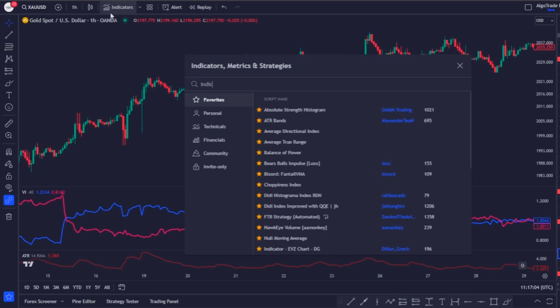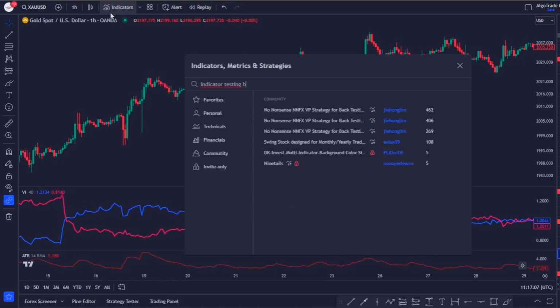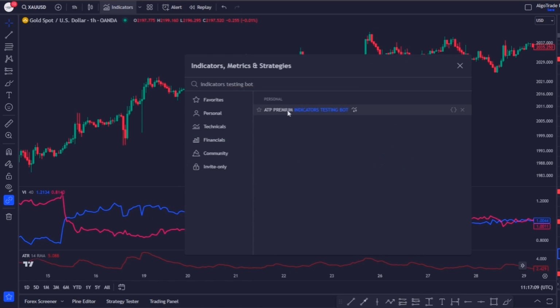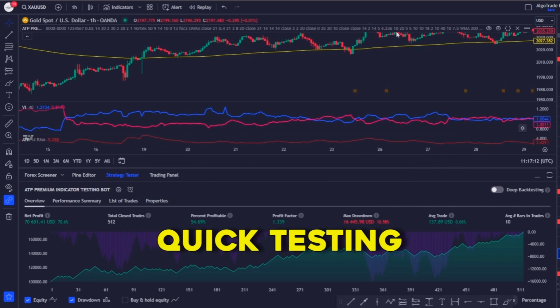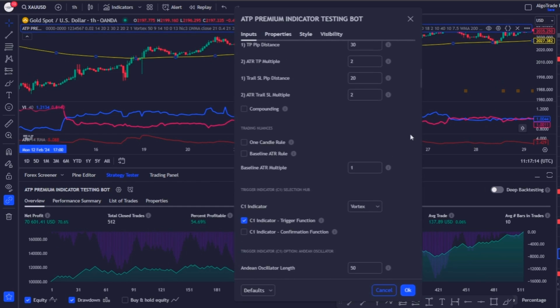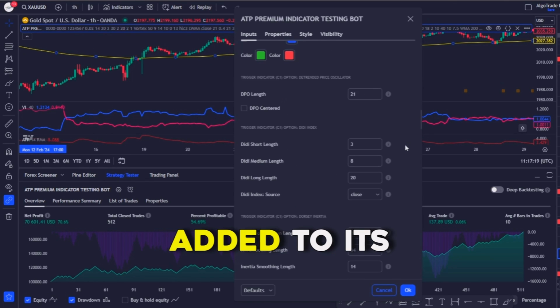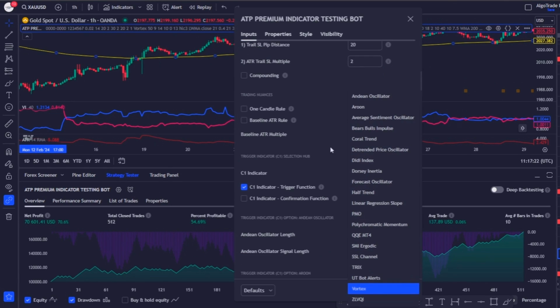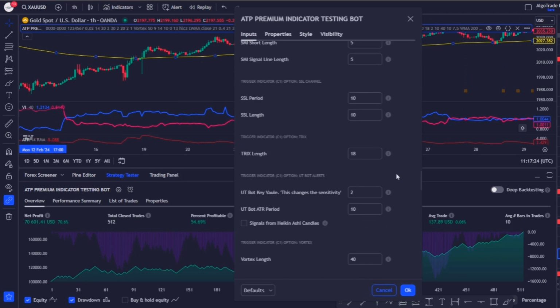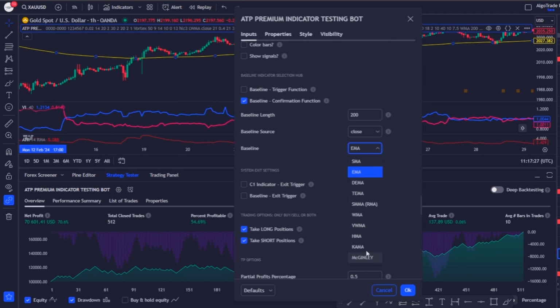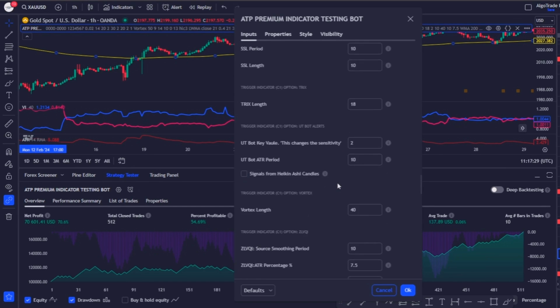And for that I will add the indicators testing bot to my charts. This is an innovative and unique tool that allows quick testing of indicators, including the Vortex indicator, and that from week to week has new indicators added to its database. In the last episode I had 20 indicators available to test, and now I have 30, including entry trigger indicators and baselines.